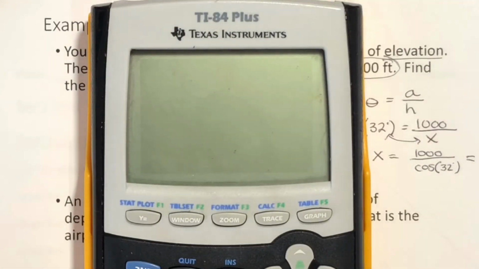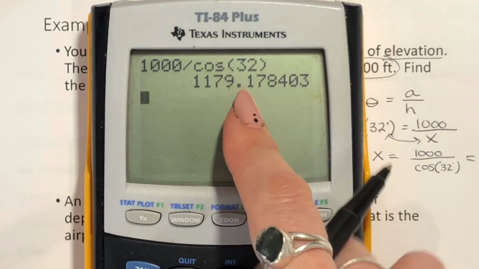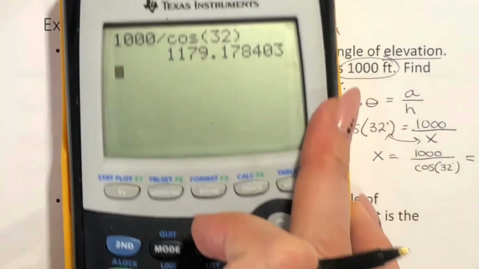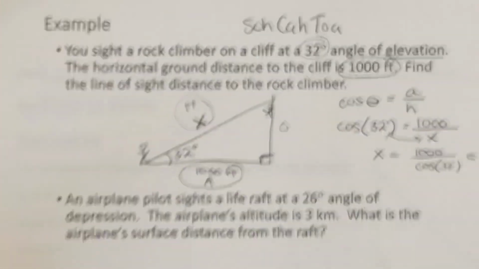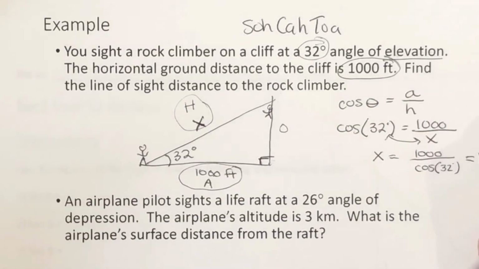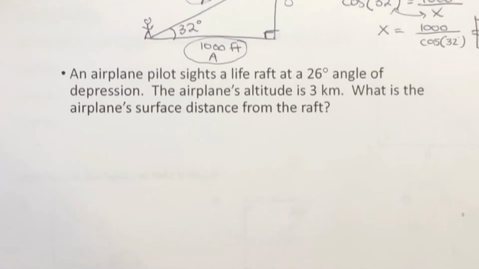So if we do 1,000 divided by cosine of 32 degrees, we get 1,179. And if we round to, it doesn't say what to round to, let's just round to one place. So that 7 will bump that up to a 2. So 1,179.2 feet. And that's how far away the rock climber is from you. Okay. Let's try another one.